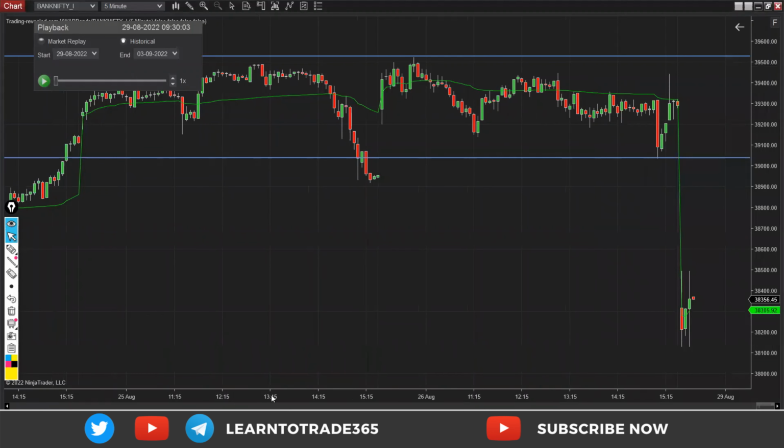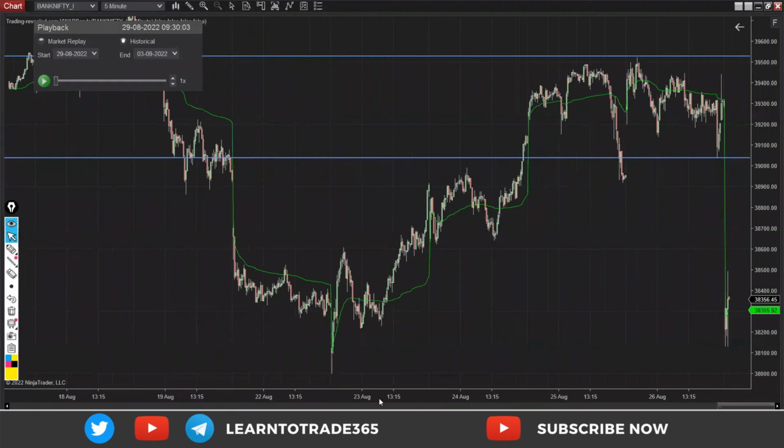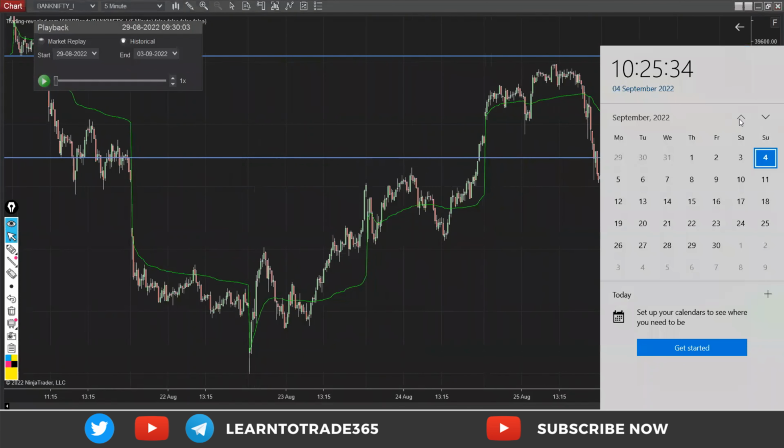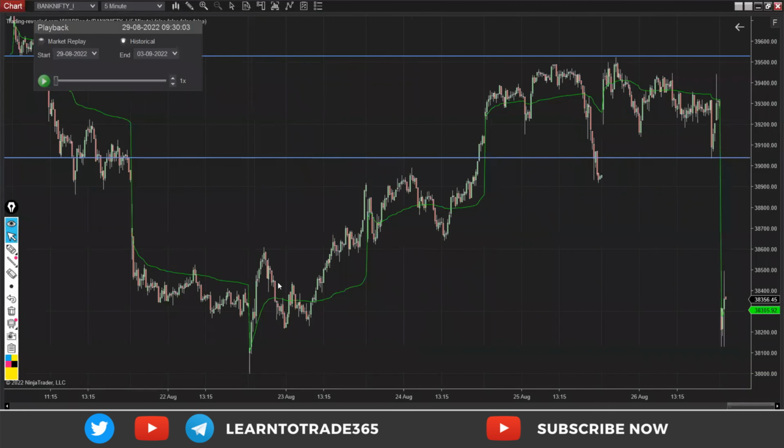Very simple. So if we just zoom out the chart, what we need to do is mark the 22nd to 26th high and low.